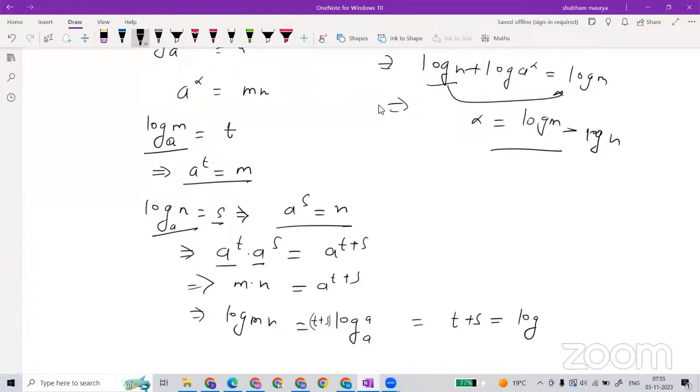Sorry, log m and n is log s is log n. So by this way we can prove.